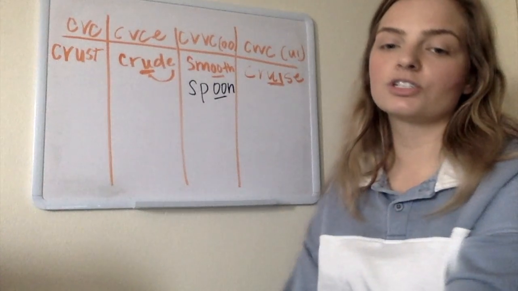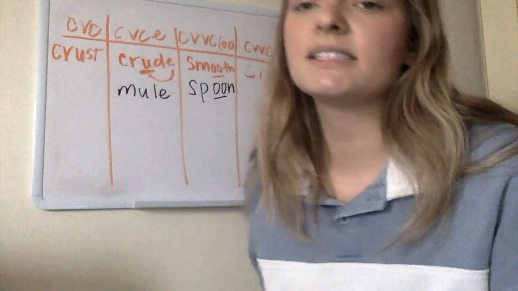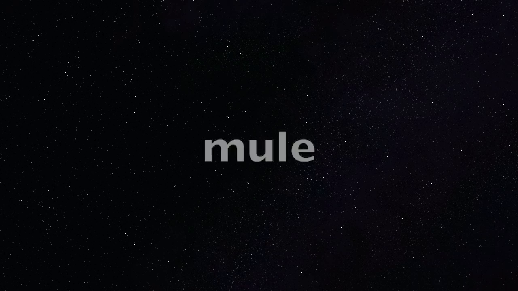All right, boys and girls, your next word is mule. Which column do you think the word mule goes under? Awesome job, boys and girls. It does go under our CVCe spelling pattern column because we have an E at the end, which tells our U to say its name. We hear that long vowel sound, so this word is pronounced mule.